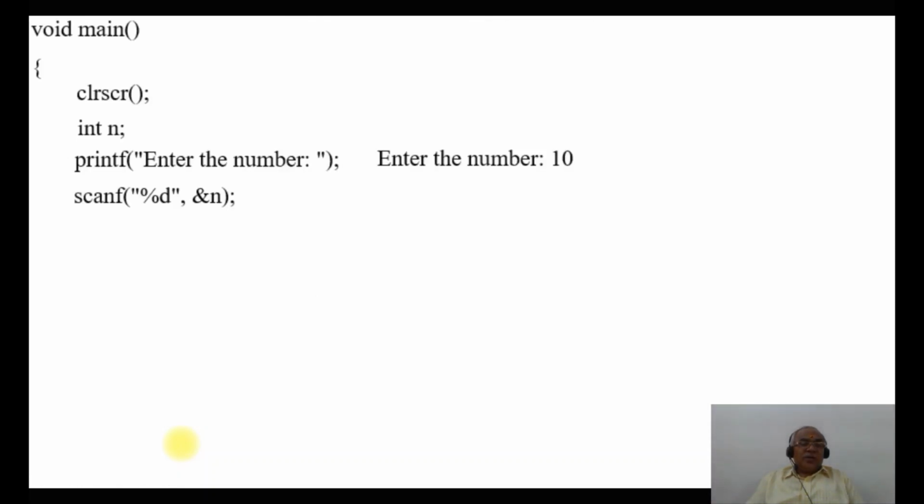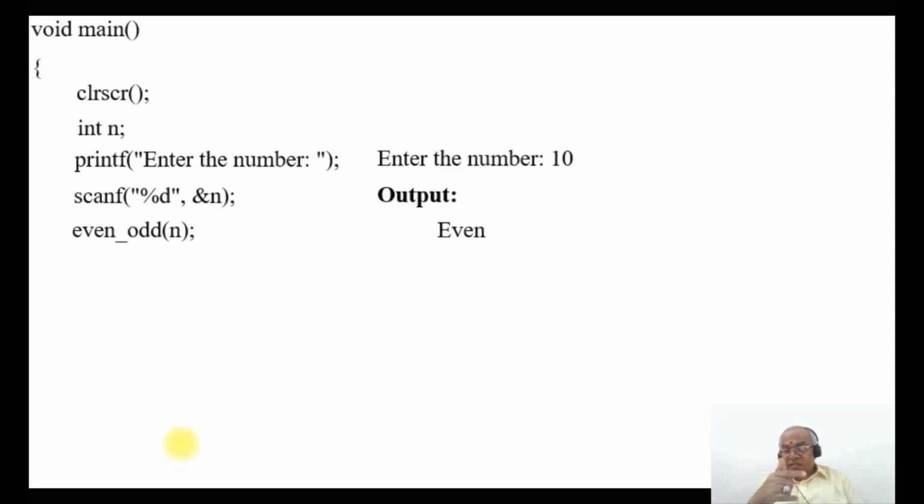Now once you enter the number and call even_odd, it comes to the output. What is the output? Since for the number 10, the remainder of 10 divided by 2 is 5, or 2 into 5 is 10, 10 minus 10 becomes 0. So the remainder is 0. Therefore you will get the output as even.